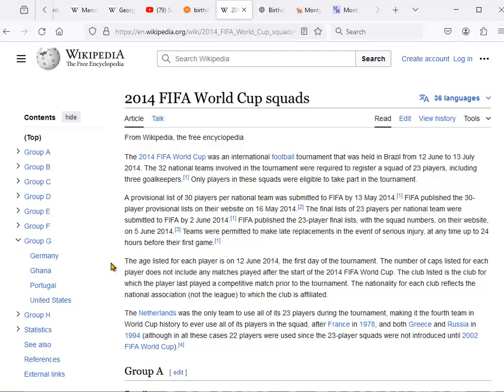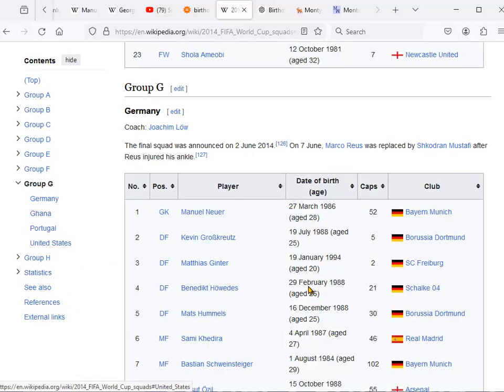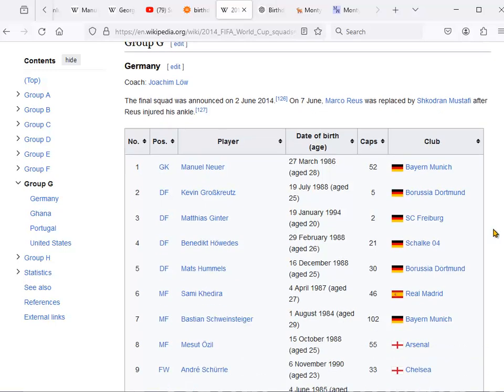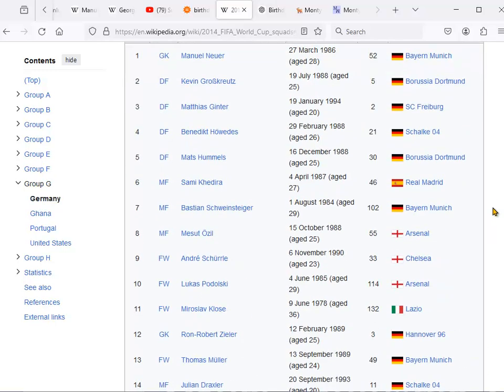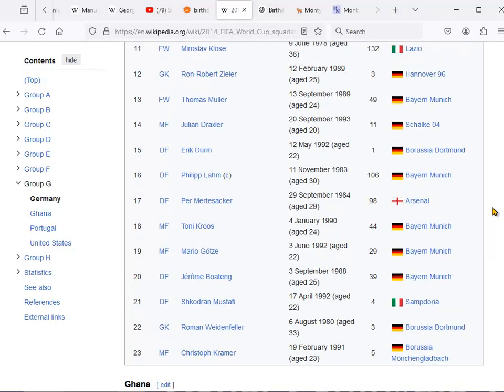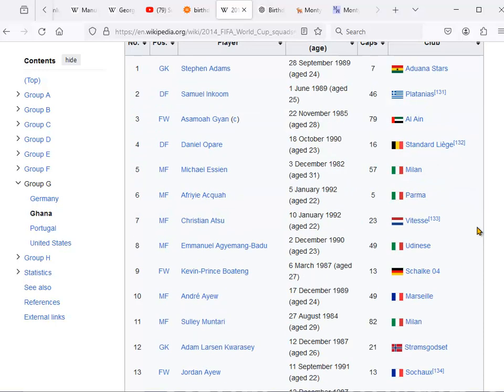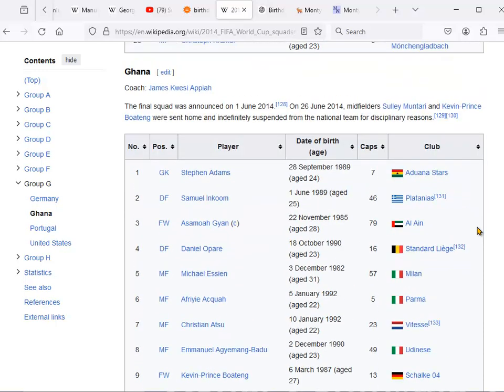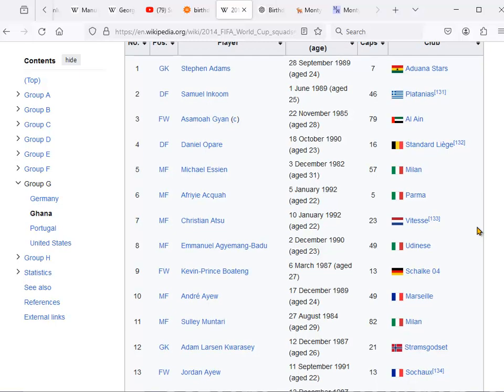So here we go. I'm going to look at Group G for myself, and I already did that, and I noticed that Germany has no 2 players that share a birthday. Again, you're looking at month and date. You don't look at the year, all right? I looked at Ghana, and it turns out they don't have the same.